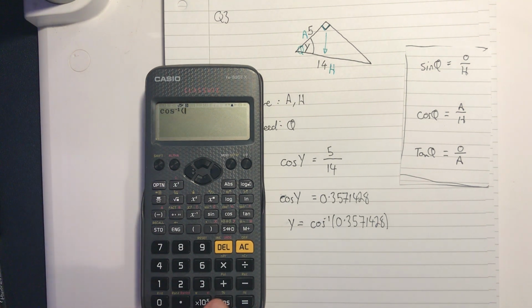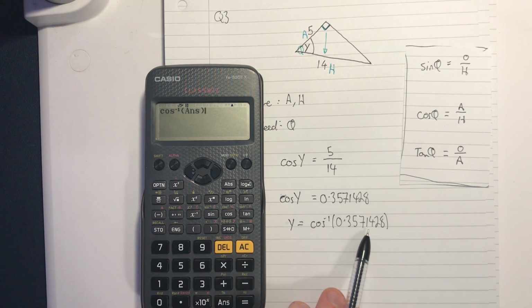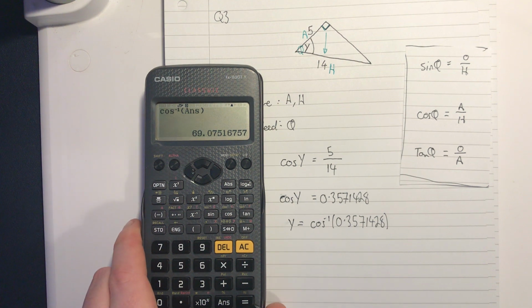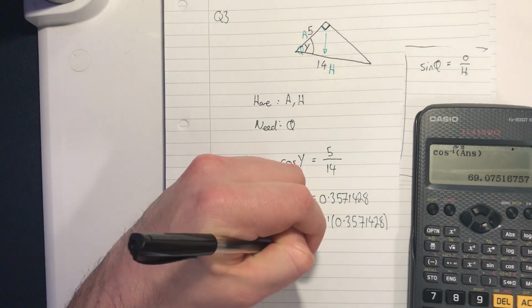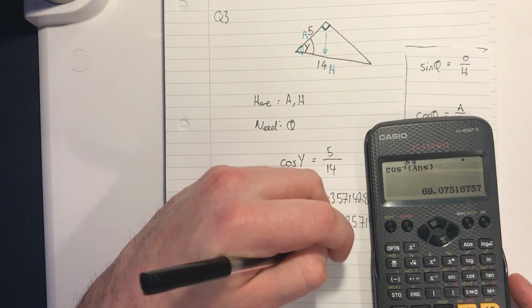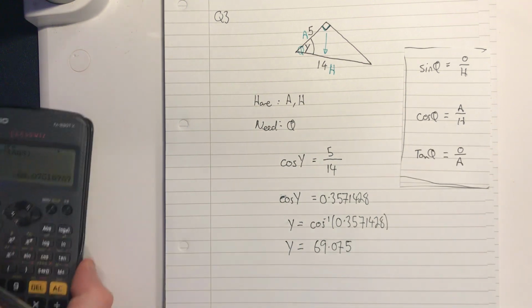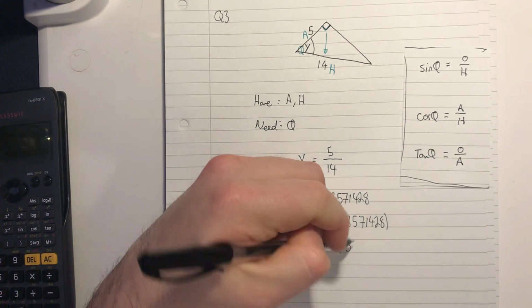And now I can put in the answer, which was 0.3571428. So that's going to equal 69.075. So y is equal to 69.075. You okay with that? Oh, and that should be in degrees.